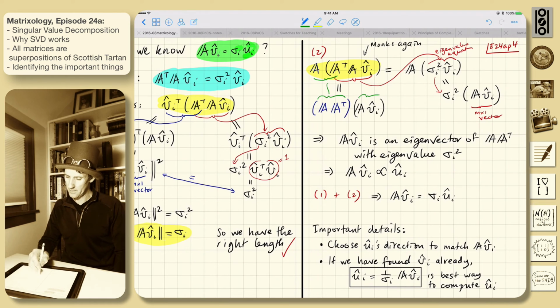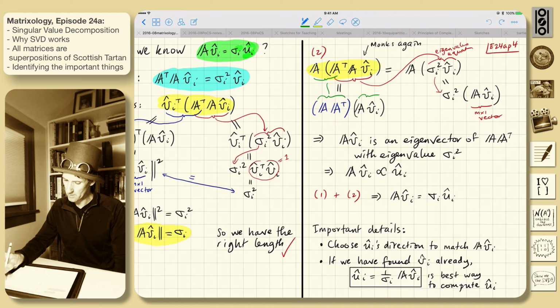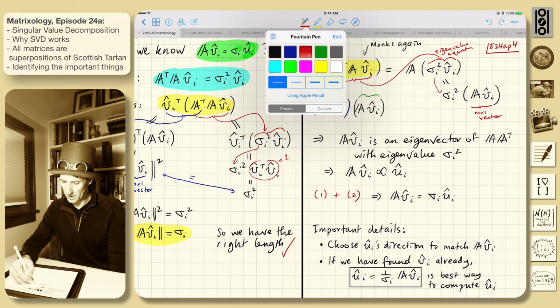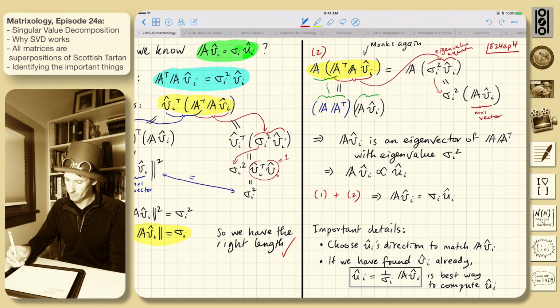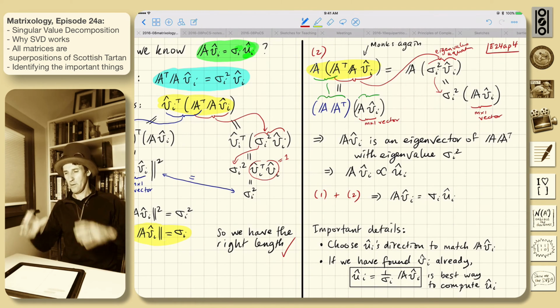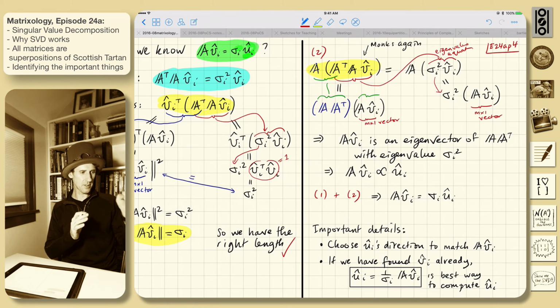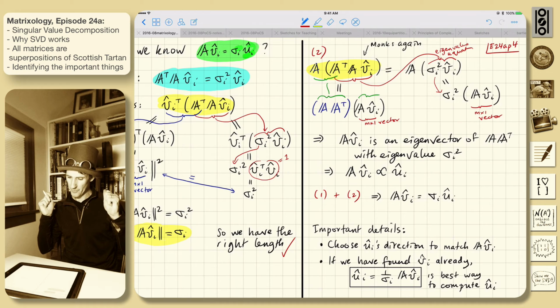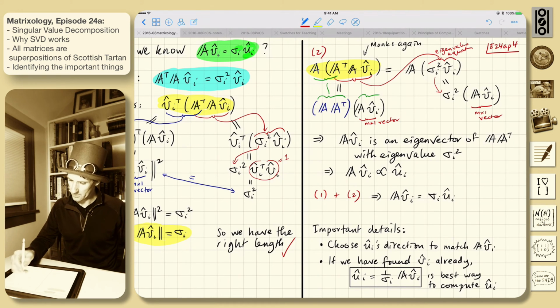So now we have some matrix times a vector equals a number times that vector. You know what that means, right? Matrix times a vector equals a number times the same vector. It means this vector is an eigenvector of that matrix. So that's what this next statement says.